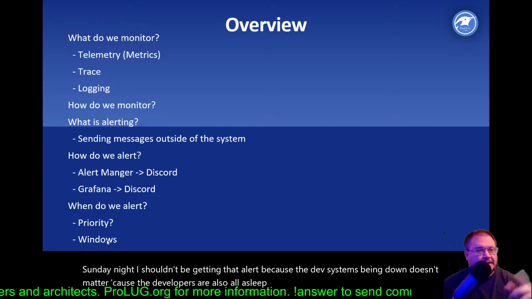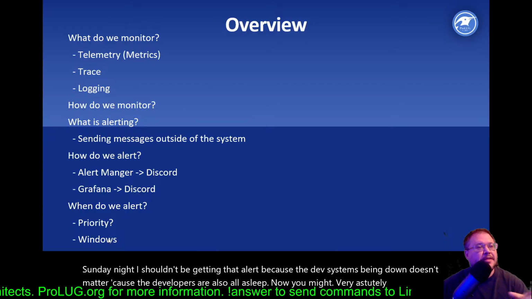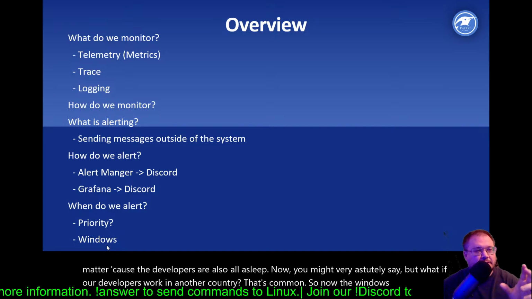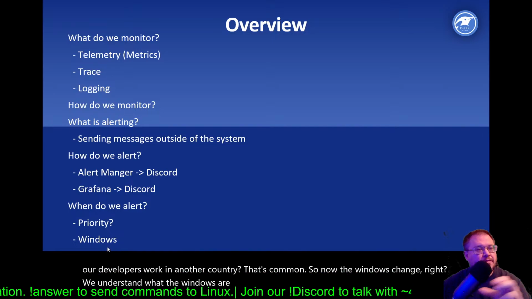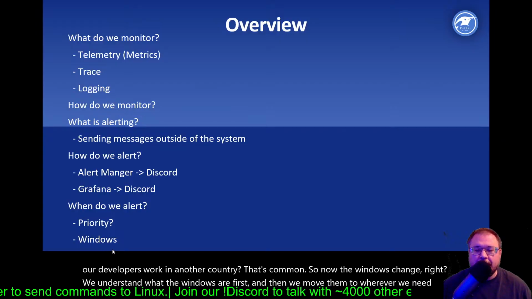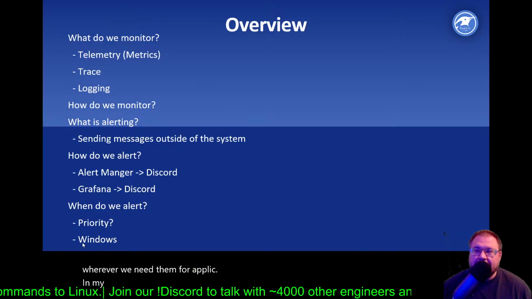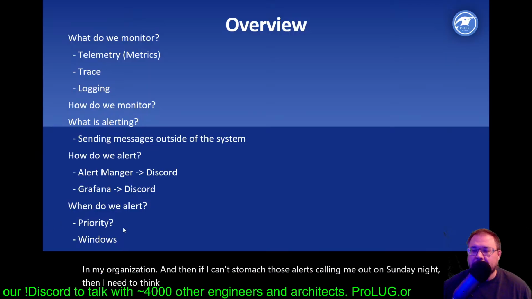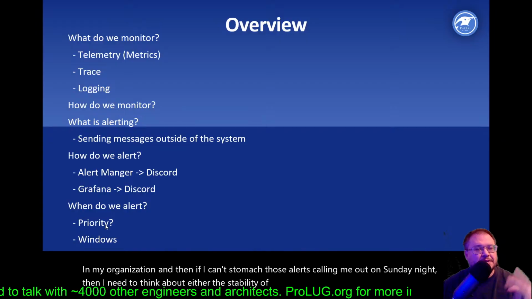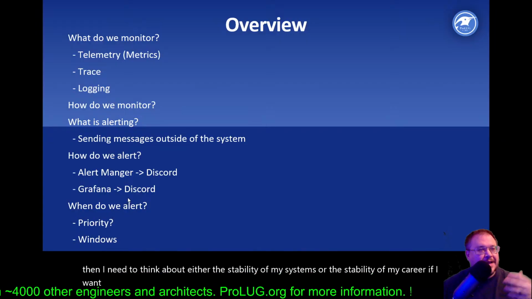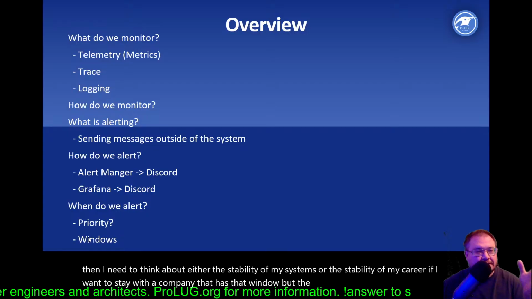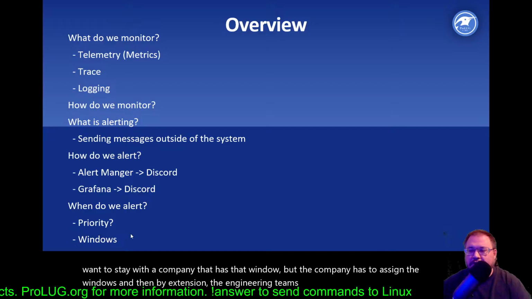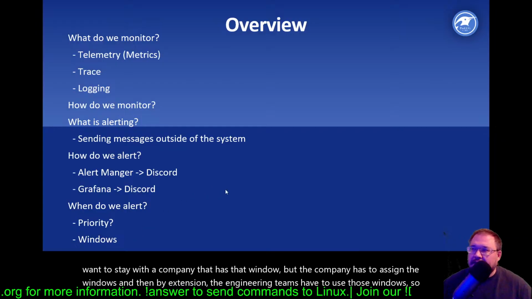Now, you might very astutely say, but what if our developers work in another country? That's common, so now the windows change, right? We understand what the windows are first, and then we move them to wherever we need them for applicability in my organization. And if I can't stomach those alerts calling me out on Sunday night, then I need to think about either the stability of my systems or the stability of my career if I want to stay with a company that has that window. But the company has to assign the windows, and then by extension, the engineering teams have to use those windows. So, all right. That's our overview of what we're talking about.